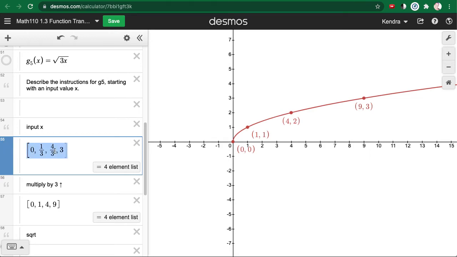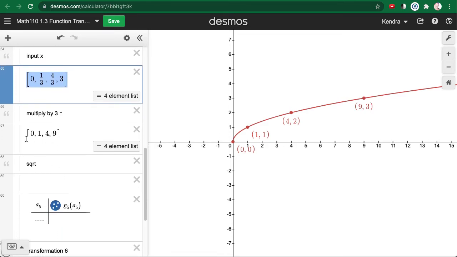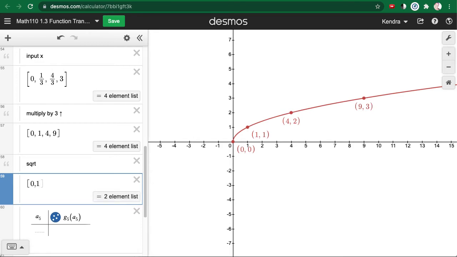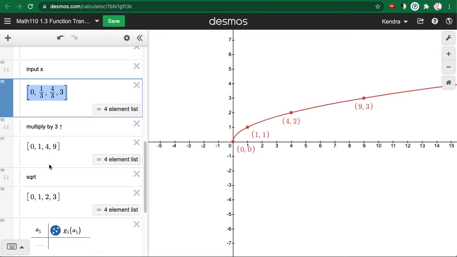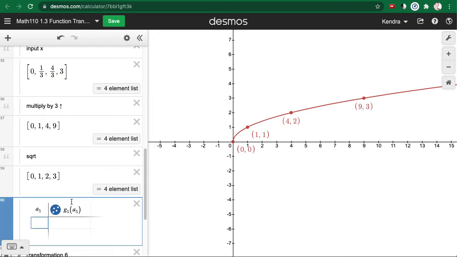So now, if I take these as my input values, then I would multiply them by 3, and I would get these 4 numbers. 0 times 3 is 0, 1/3 times 3 is 1, 4/3 times 3 is 4, 3 times 3 is 9. And now, tracking these inputs through the function, the next step would be to take the square root of those, and those are going to be 0, 1, 2, and 3. Double check that if I input those key values into my function g5, then that will get me to the outputs 0, 1, 2, 3.